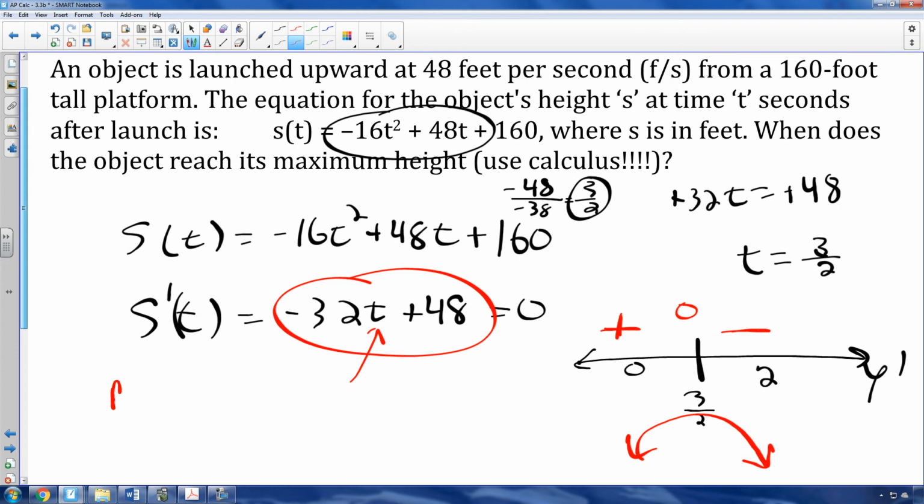The max is going to be at 3 over 2, and really what you should do is put 3 over 2 into the original to get the actual maximum height. And you'll have that answer. So that's what you need to do here. And that's pretty much it. So we'll wrap it up there.